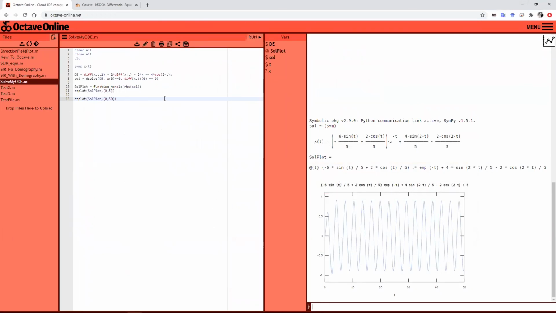Okay, so that was a really quick example of how to use Octave Online to solve and plot ODEs. In fact, to solve initial value problems, because we had 2 initial conditions here. It's similar in MATLAB actually, not exactly the same. So if you're using MATLAB, please check out the workbook. And again, feel free to get in touch if you have any questions or need any help with that.